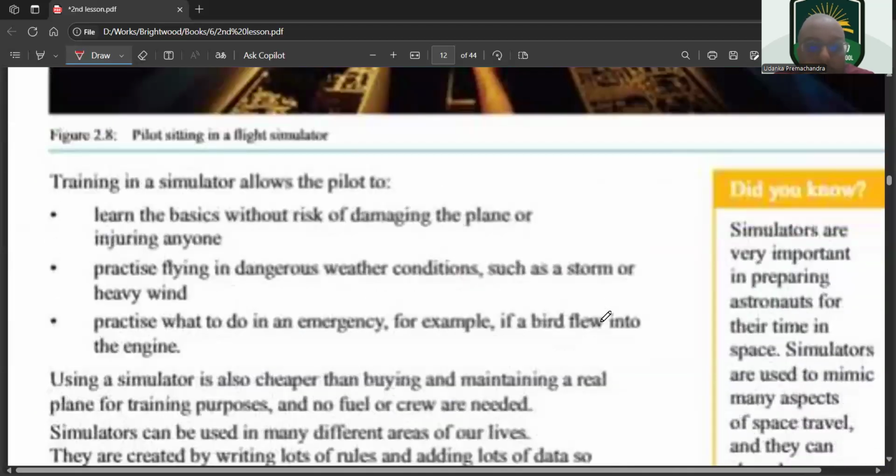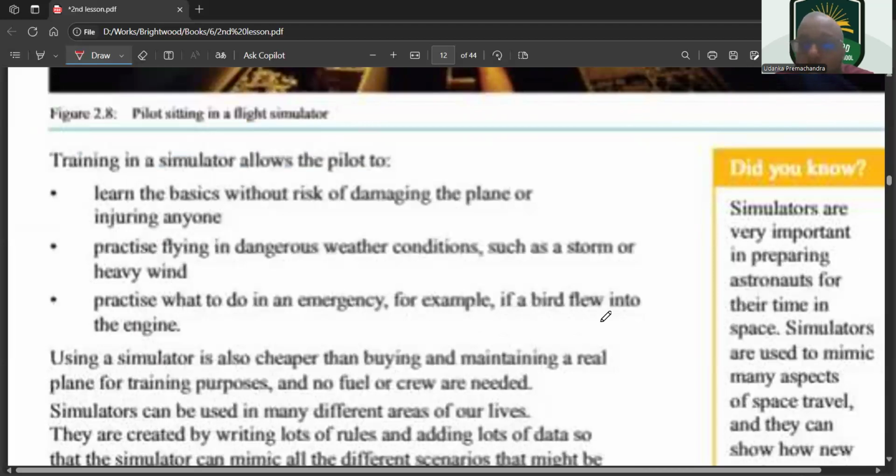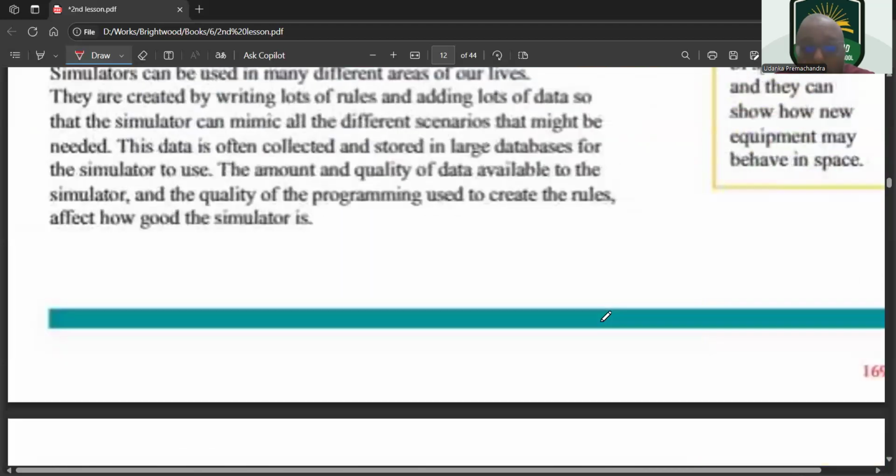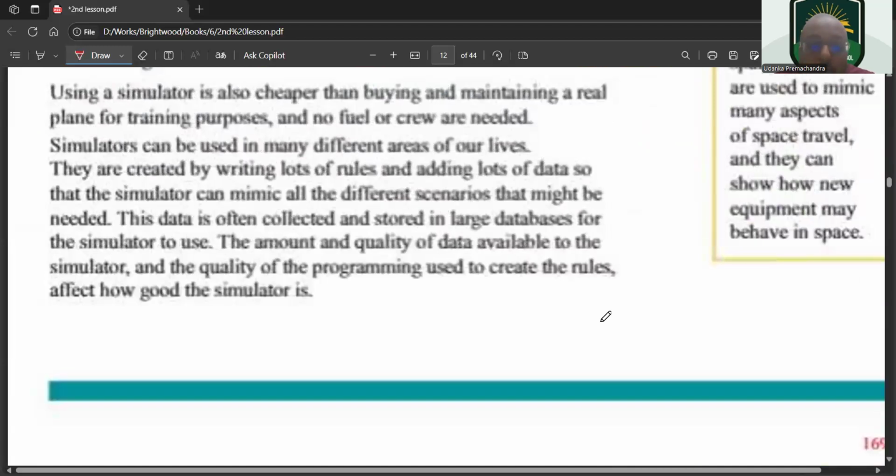Training in the simulator allows the pilot to learn the basics without risk of damaging the plane or injuring anyone. They can practice flying in dangerous weather conditions, and practice what to do in emergencies, so that they get some practical experience. Other simulators are used for practice in the same way.